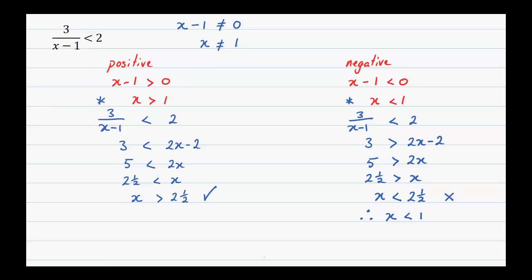So our final overall solution, where we write down all the values for x, we would say that x is less than 1, but also when x is greater than 2.5. Any values that satisfy either of those conditions is a correct answer for this inequality. That's where we stop.